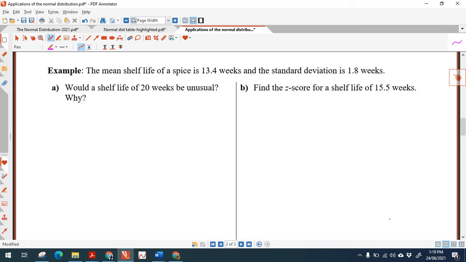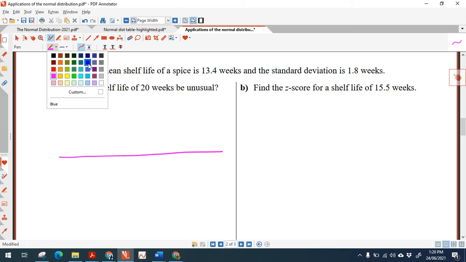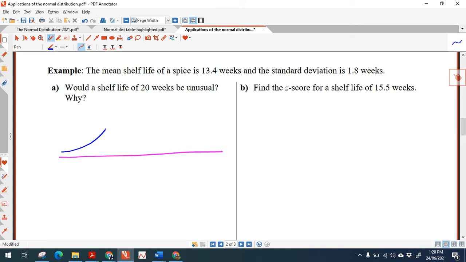Okay, so I've got the mean shelf life of the spice rack is 13.4 weeks, and the standard deviation is 1.8 weeks. Would a shelf life of 20 weeks be unusual? Well, again, let's just have a little diagram in our heads. You don't have to draw this, but you can picture it. Here's your standard normal distribution. Okay, so there we go. It goes up there and then down there. Okay, so in the middle, you have 13.4.